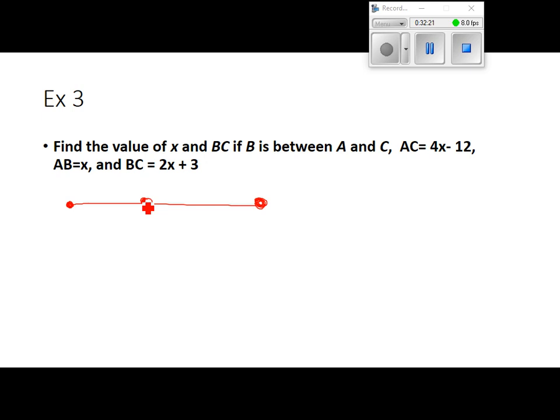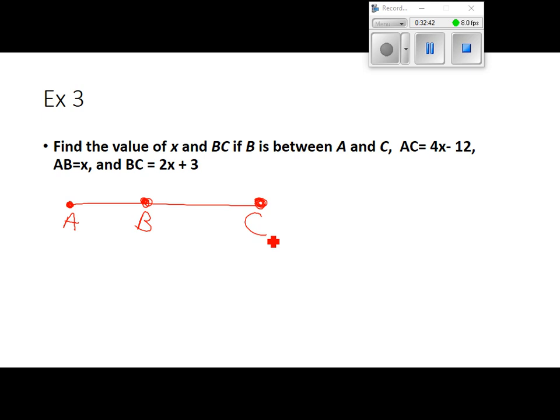What are we going to label those points? A first. What's next? The only one that really does matter is what? B has to be in between, right? So it doesn't matter if you switch the other two ends.